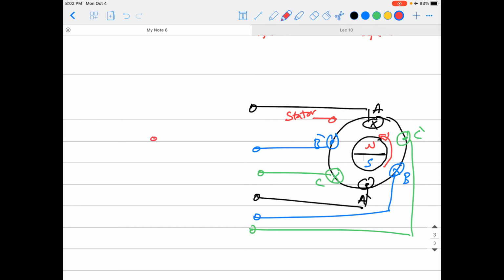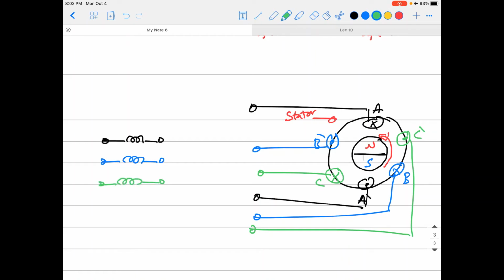So that means you will basically have three phases like this. Let me give them the same colors, not to confuse you. So here is phase A, like a winding. I will have two terminals, and phase B will be another winding. I'll have another terminal, and phase C will also be like that.